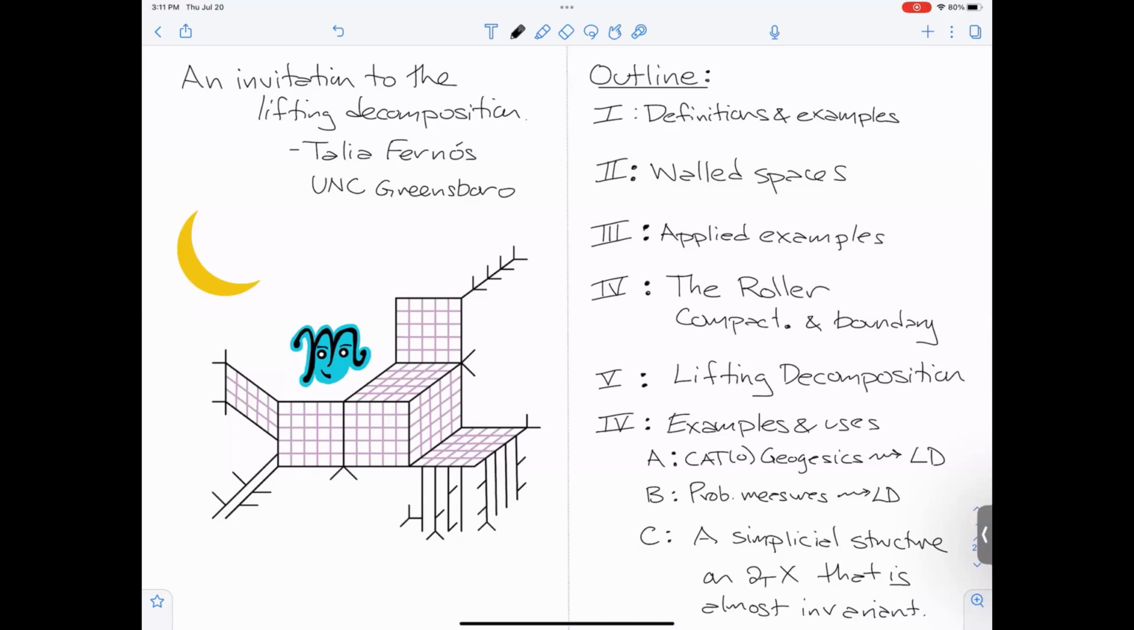Okay, so we are going to see definitions and examples, and then from there, we're going to go to walled spaces. We'll very quickly talk about applied examples, which is really also an invitation for you to explore that. Then we'll talk about the Roller compactification, together with the boundary. Finally, I'll introduce the lifting decomposition, and then I'll talk about 3 examples of uses of the lifting decomposition. So it's a bit of a tour of a bunch of different theorems.